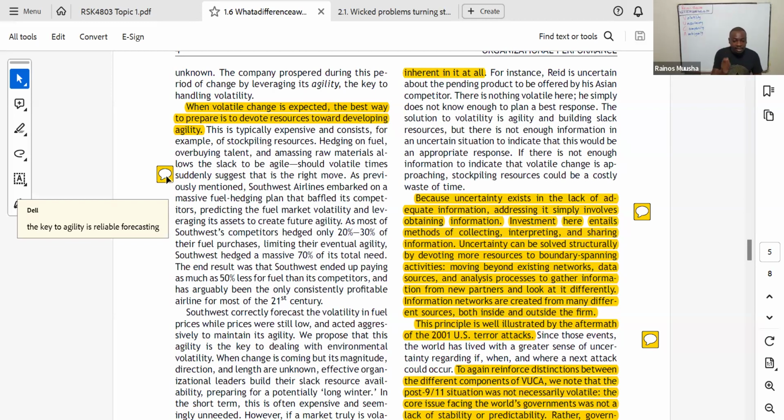And remember, the key to agility is that after you have mitigated the impact of this situation, the organization must be able to come out of it and not only come out of it, but create a competitive advantage so that you're also able to maximize shareholders' wealth at the end of the day.